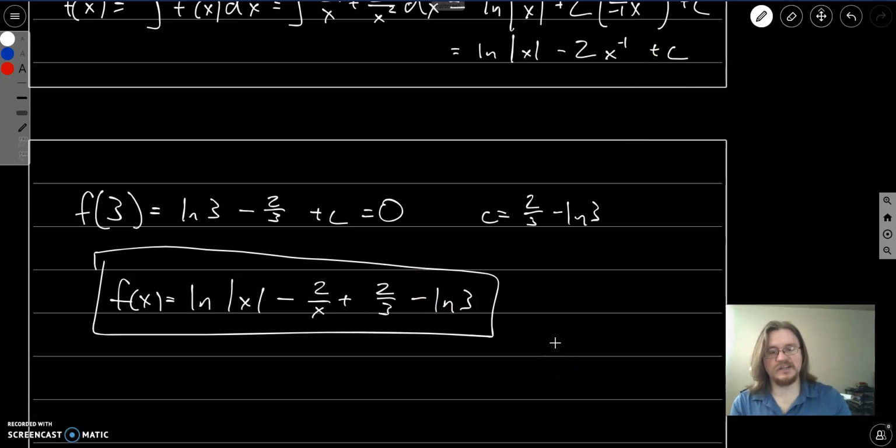So, using some initial conditions, we can solve for the constant that pops out of an antiderivative. When you take an antiderivative, we get the constant, and we don't know what it is, but with a little bit more information, we can figure it out. And that's our introduction to antiderivatives.